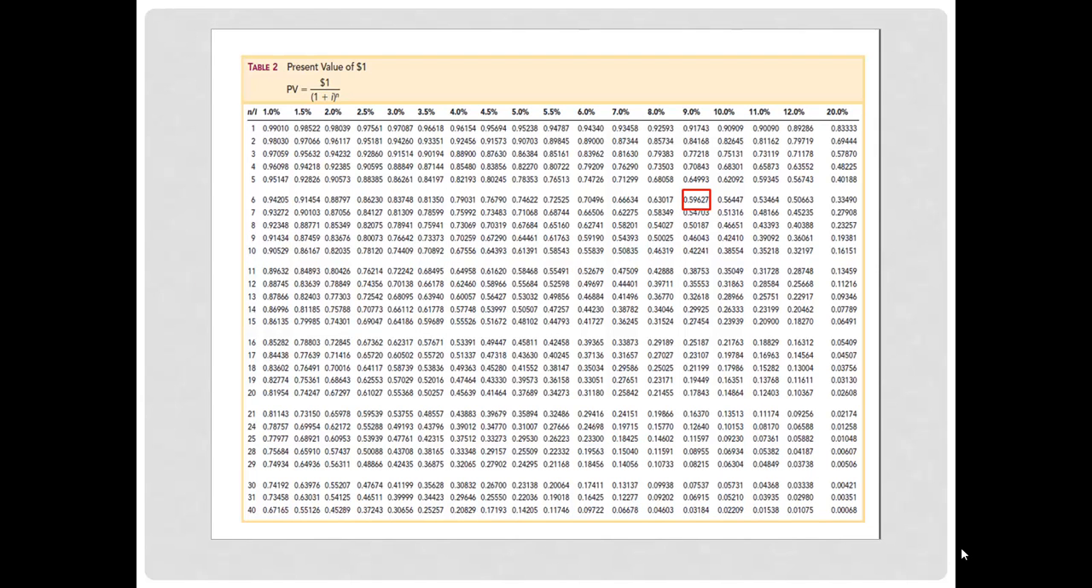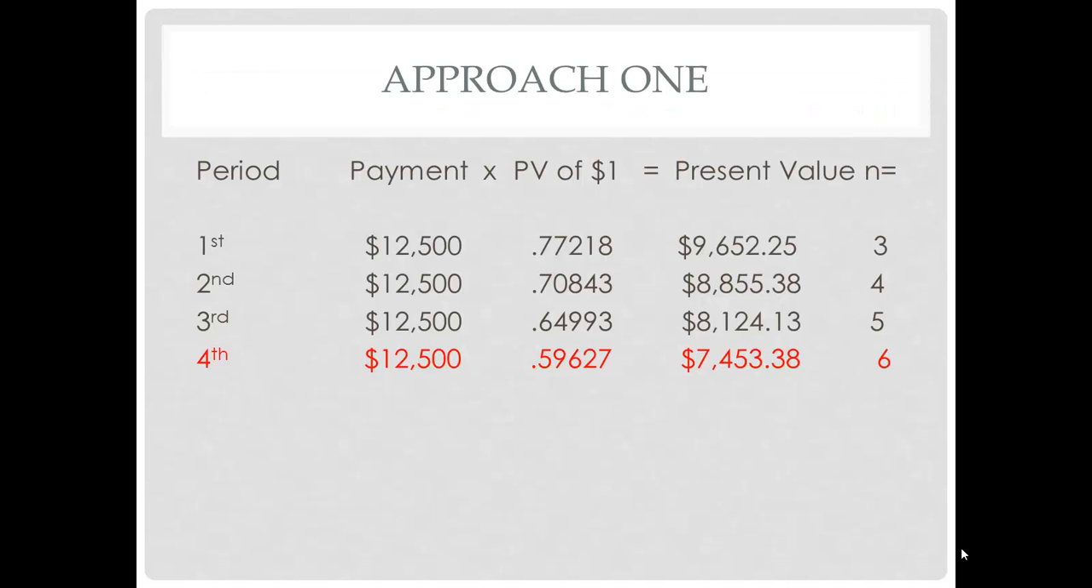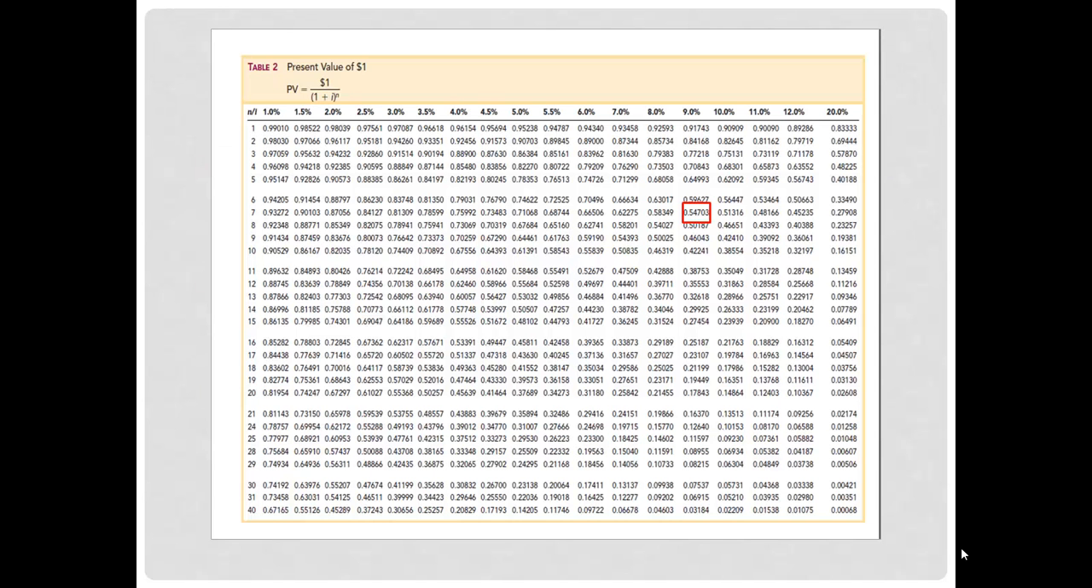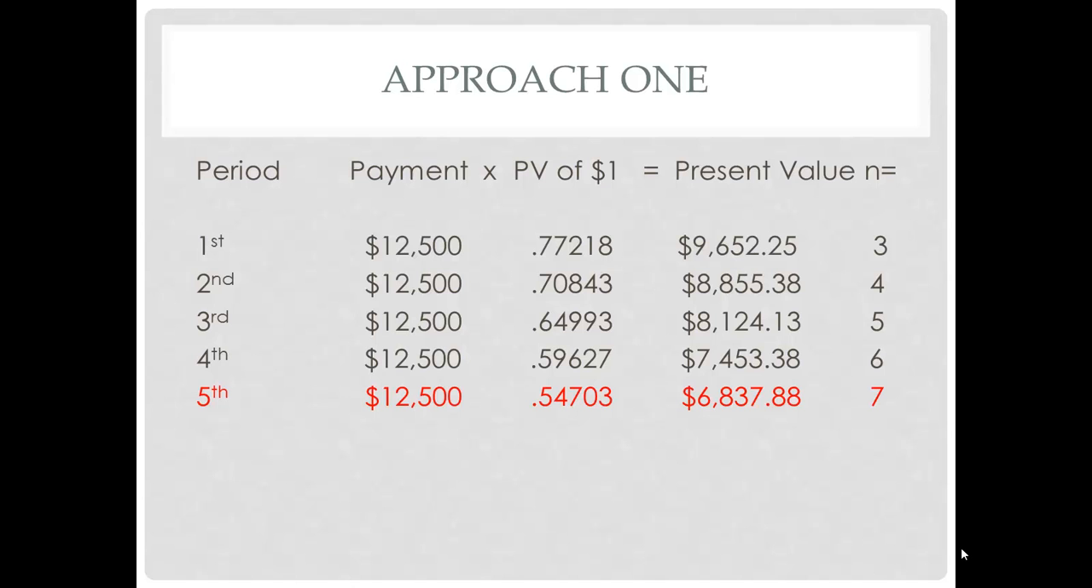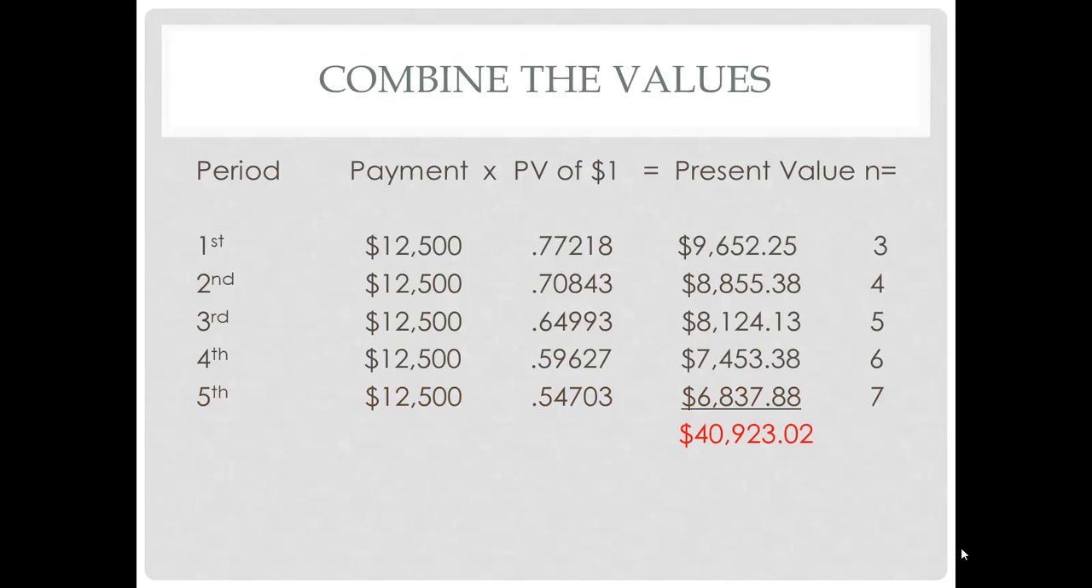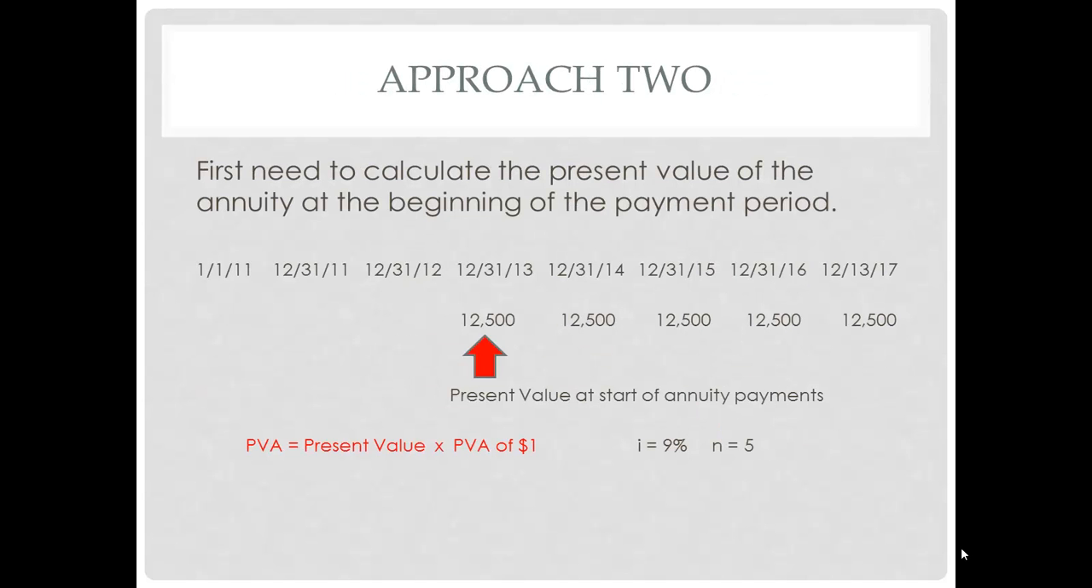Same goes with the fourth period. Looking at the table, N equals 6 and 9%. Multiply that by 12,500, the payments. And the fifth period, 12,500, looking at the table, at N equals 7 and 9% interest, it will give us 6,837.88. And after combining the values, we'll come up with $40,923.02. And that concludes approach number 1.